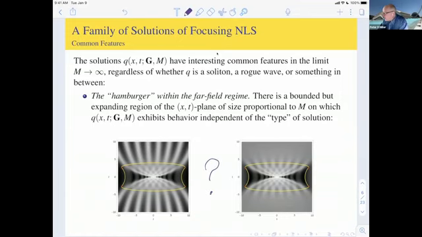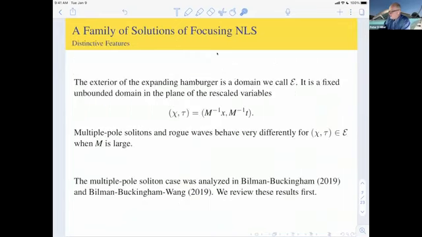But anyway, it doesn't matter what I look at. I'm going to see the inside of this hamburger, the same asymptotic behavior. Okay. All right. So now I would like to move on to the distinctive features.